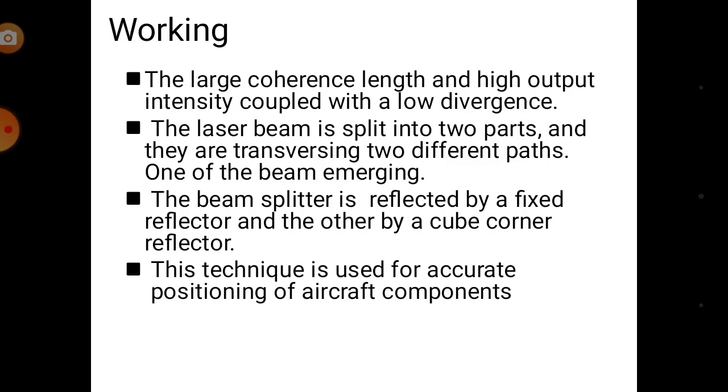Working: the large coherent light and high input intensity coupled with low divergence. The large laser beam is split into two parts, and they traverse two different paths. One of the beams emerging from the beam splitter is reflected by a fixed reflector, and the other by the cube corner reflector. This technique is used for accurate positioning of aircraft components.